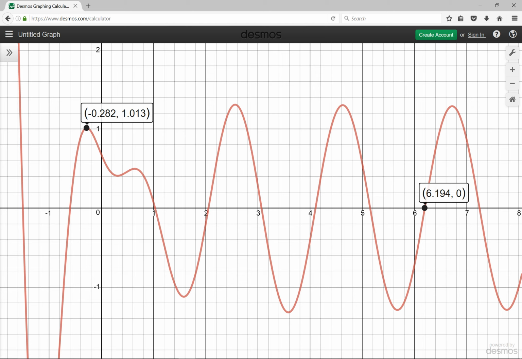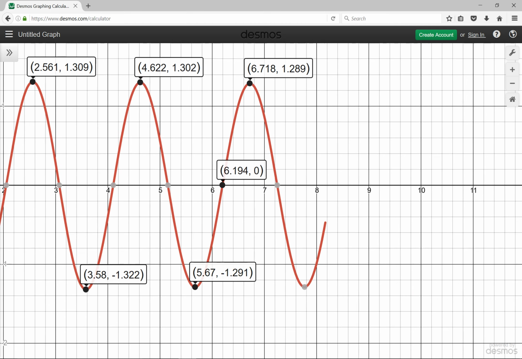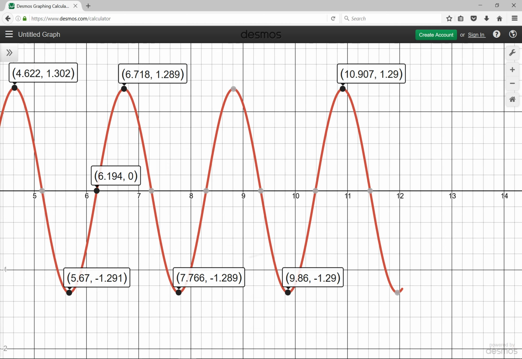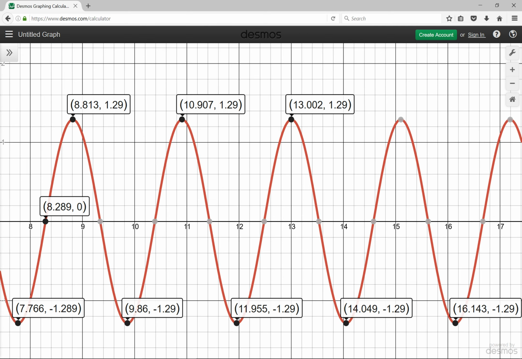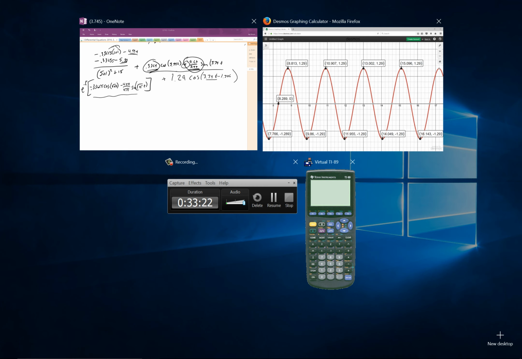Again, notice at the first it's affected. But look what's happening to our amplitudes. There they are. Look what that amplitude is. Okay, 1.302, 1.29. Let's keep going. 1.29, 1.28, 1.29, 1.29. And what happens over time, friends, is they all become 1.29. And that is what this graph is showing us wherever it went.